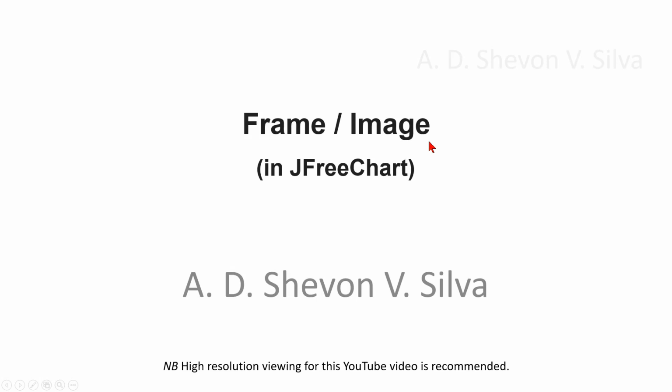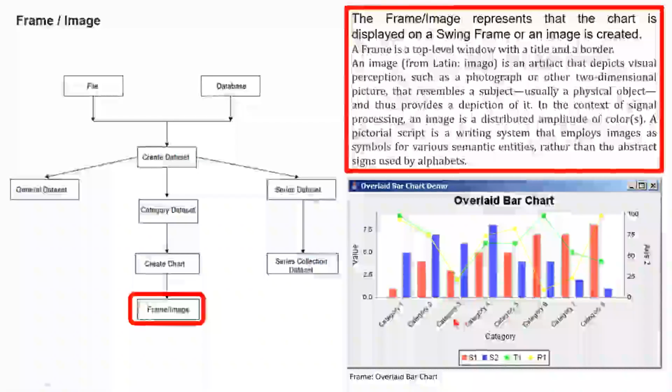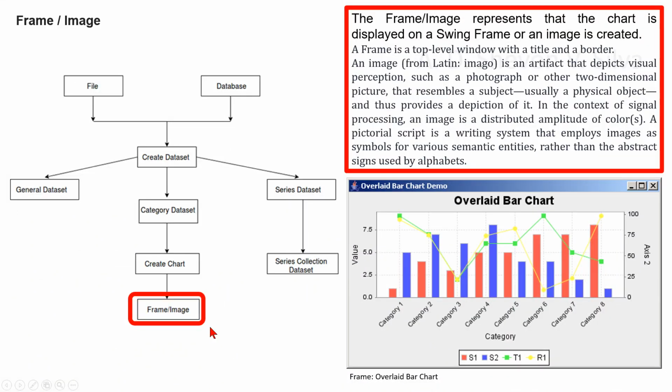Frame or image in JFreeChart. On image frame image. The frame image represent that the chart is displayed on a swing frame or an image is created. A frame is a top level window with a title and a border.